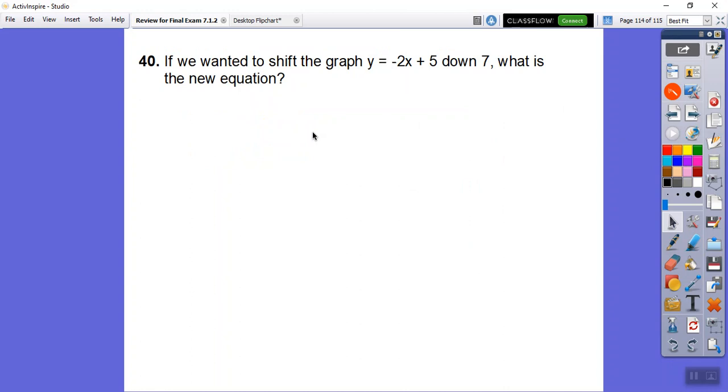Okay, if we wanted to shift the graph, this graph, y equals negative 2x plus 5, down 7, then we're just going to subtract 7 from this plus 5. We're going to keep the slope the same, so it's going to be negative 2x minus 2. 5 minus 7 is minus 2.